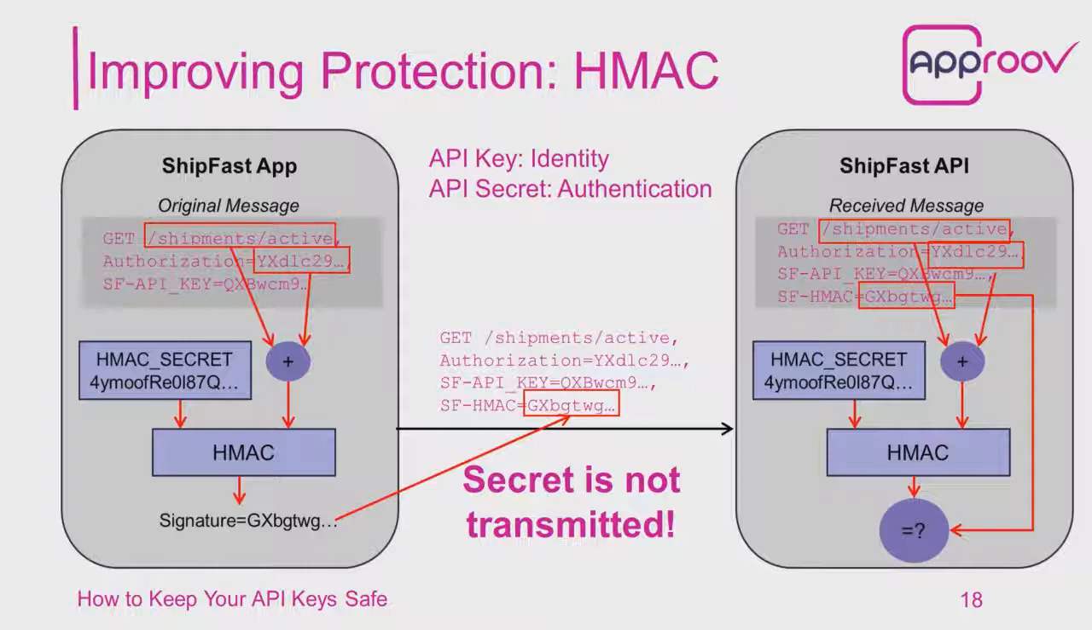So if it checks out, then that indicates that the app must have possession of the secret, because it would never have got the signature any other way, highly unlikely. And also that none of the parts of the message which are included in the HMAC have been tampered with in any way. So it's also a second layer of integrity check as well.